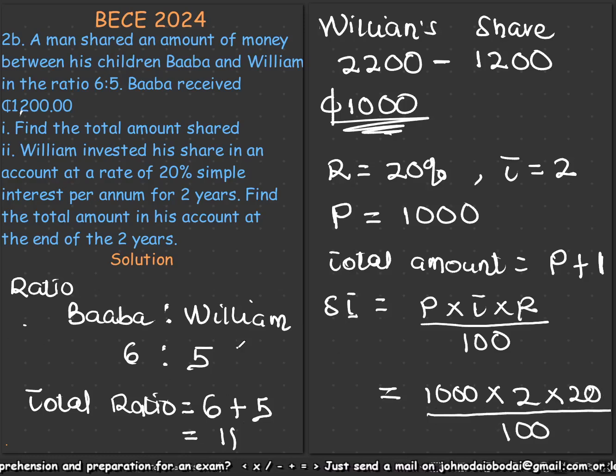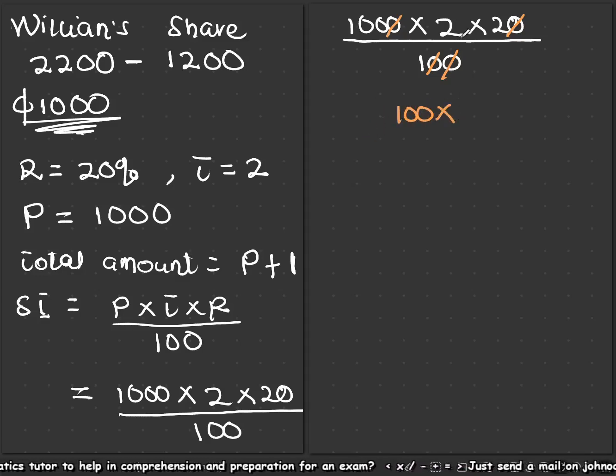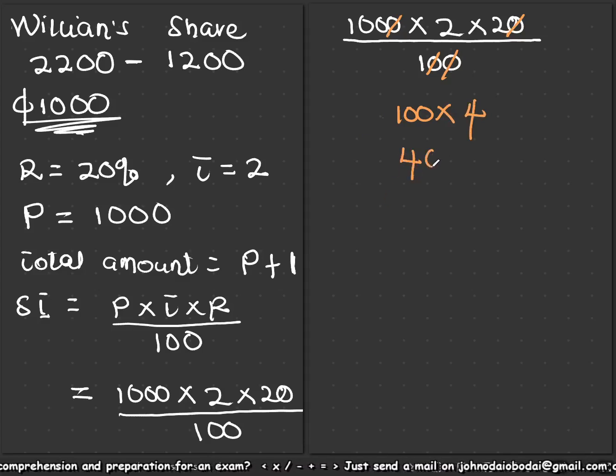You can pause and solve this quickly and give me the answer in the comment section. So if you're able to simplify, great. Now this 0 cancels out this 0 and this also takes out this. So you'll be left with what? 100 times 2 times 2, which is 4. And that gives us 400. Now this 400 here represents his interest.